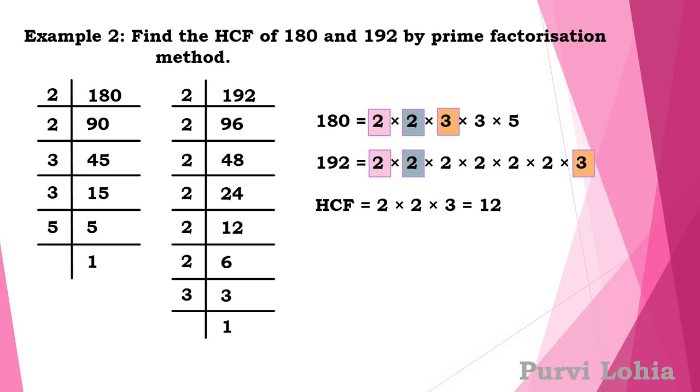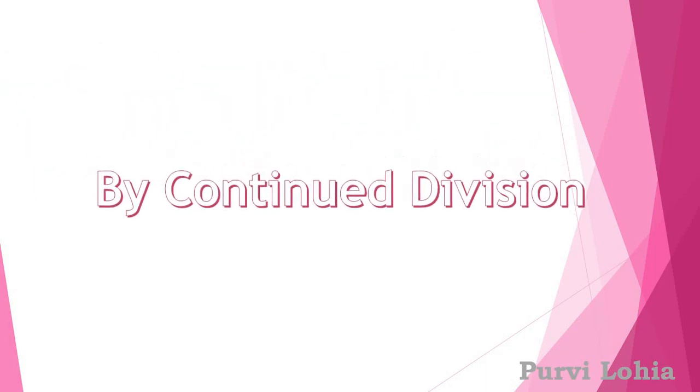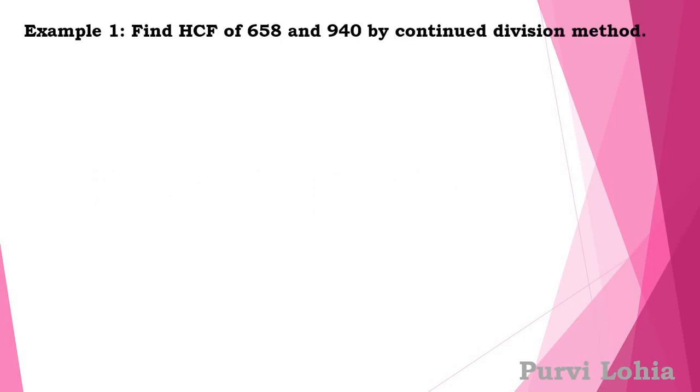So this is the prime factorization method of finding the highest common factor. Let's continue to the next method, by continued division. This is a very interesting method and the easiest one. So please pay attention in this. Example: find the HCF of 658 and 940 by continued division method.